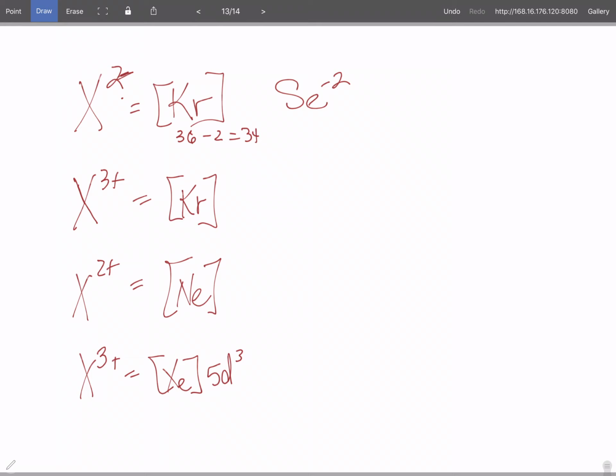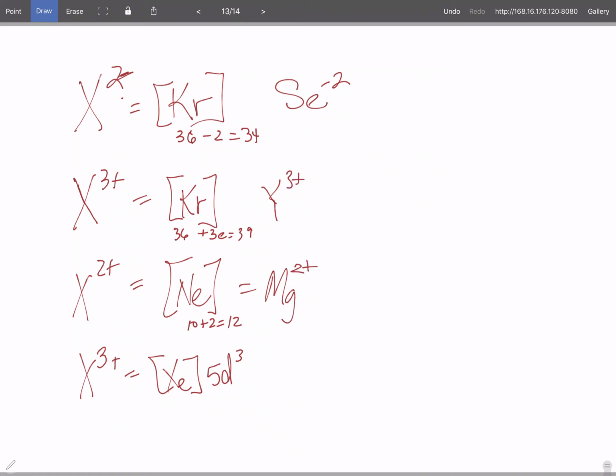Okay, so for X3, we have krypton, but we need to put 3 back. So we're going to add 3 electrons. If you looked at it, it's going to be yttrium. But if you do the math, krypton is 36 plus 3 would be 39. Well, guess what? That's still yttrium. The neon here, remember, is 10 electrons. And if it's 2 plus, that means we lost 2, so that's going to be 12. So who's 12? That's magnesium 2 plus.